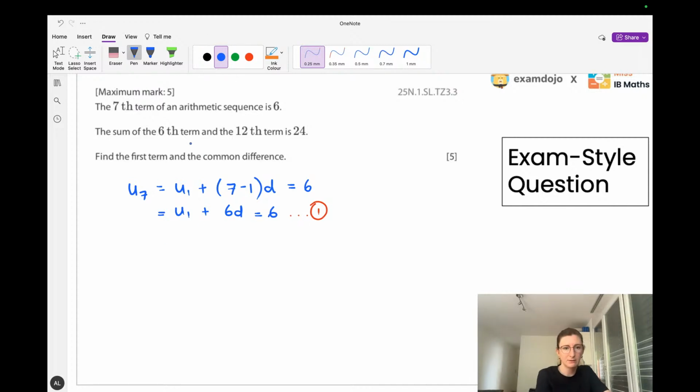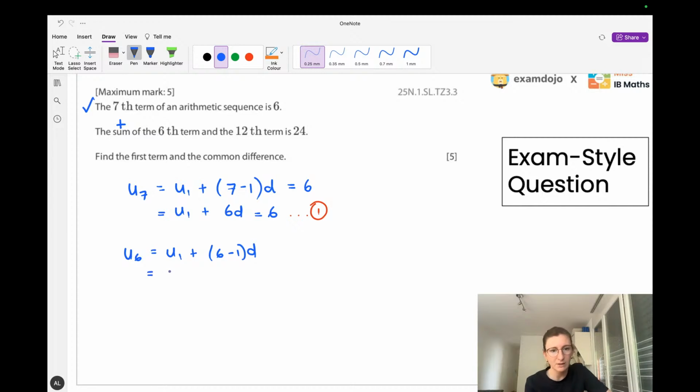All right, let's try this one. That's like our first clue we've put in. The sum, so sum in maths means when you add two numbers together, the sum of the 6th term and the 12th term is 24. So the sixth term, u6, is equal to u1 plus 6 minus 1 times d. We don't know what it's equal to, but we know the sum of them is equal to 24.